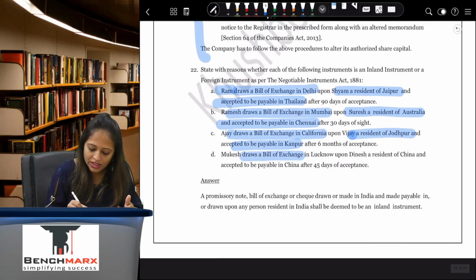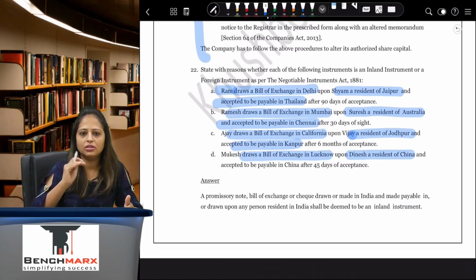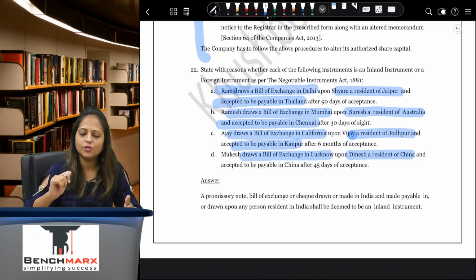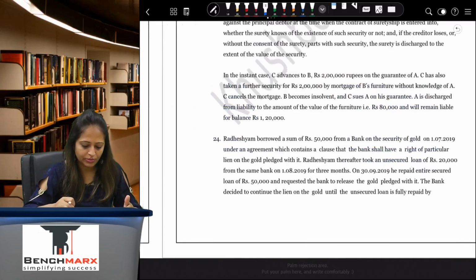Mukesh draws a bill of exchange in Lucknow upon Dinesh, a resident of China. So here it's drawn in India but on a resident of China, and it will be a foreign instrument.